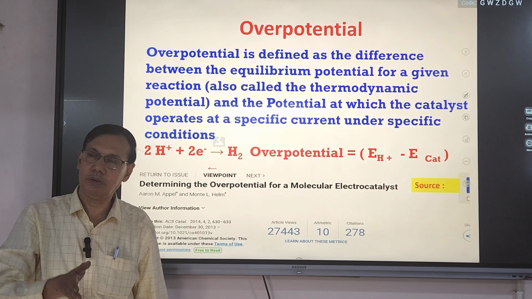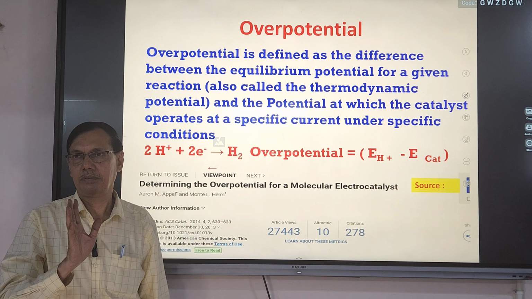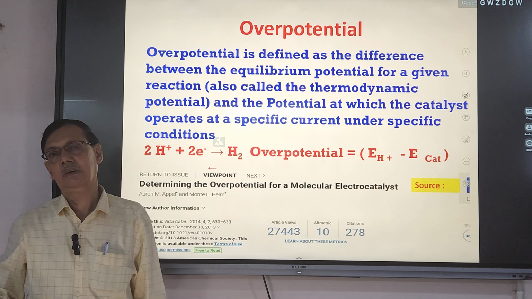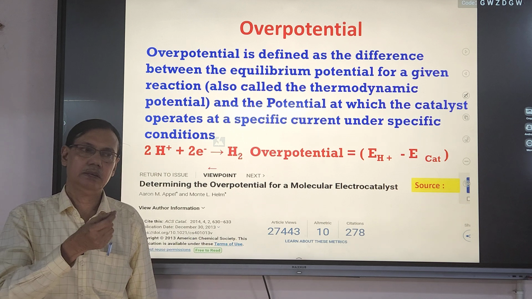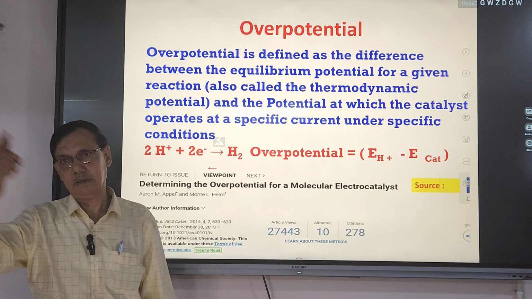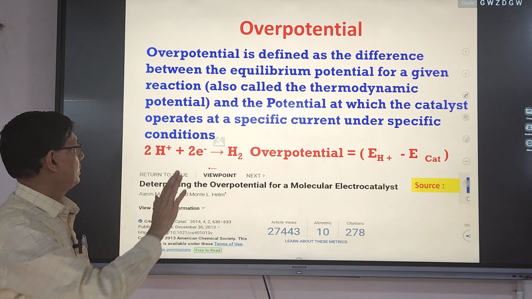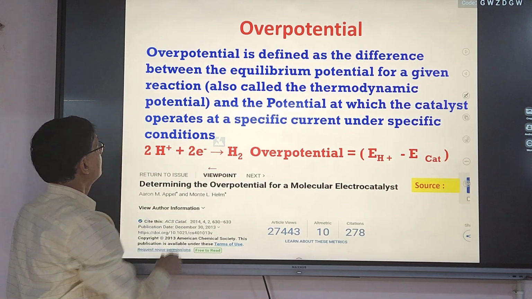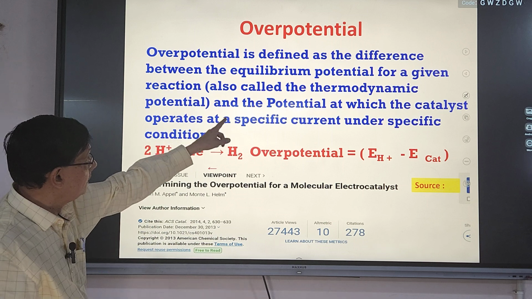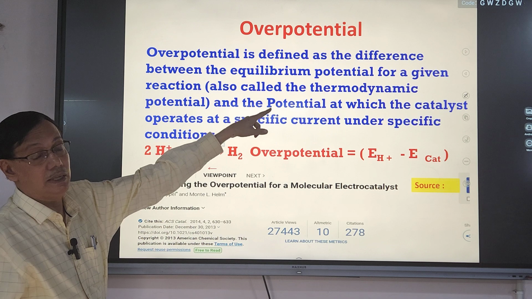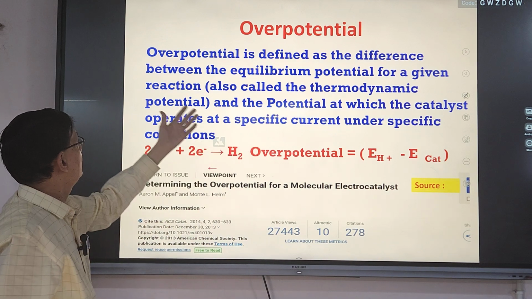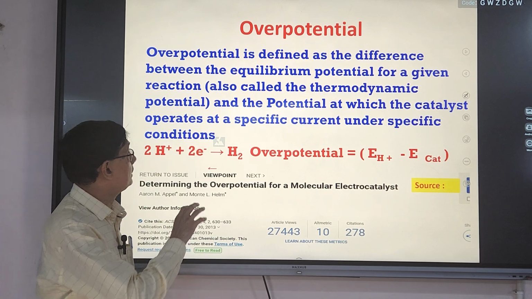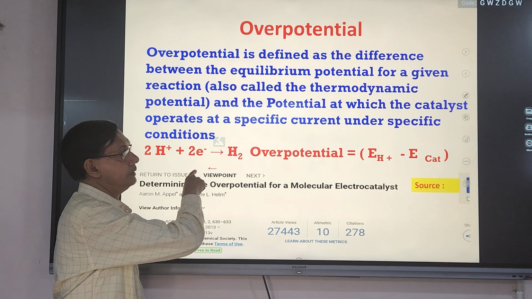The only thing is the relationship between overpotential and the current density, for cathodic current and for anodic current. And you plot a graph between the natural log of exchange current and overpotential. You will get some straight line or whatever it is. So they are taking this hydrogen electrode. So this is the complete reaction. So what is the definition? Overpotential is defined as the difference between the equilibrium potential or thermodynamic potential and the potential at which the catalyst operates at a specific current under specific conditions.